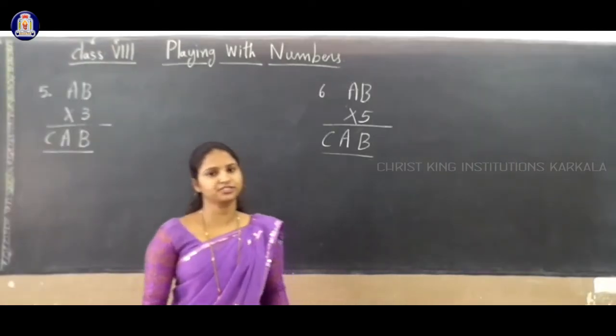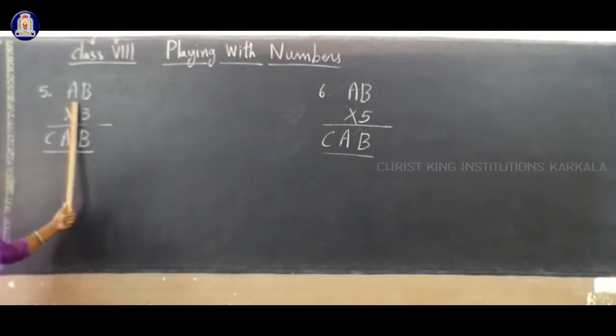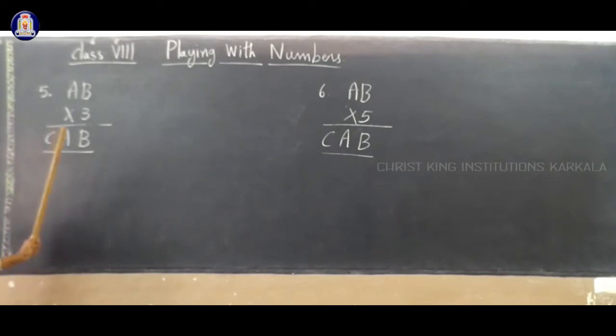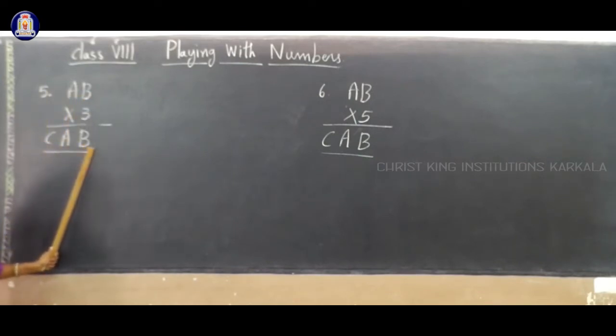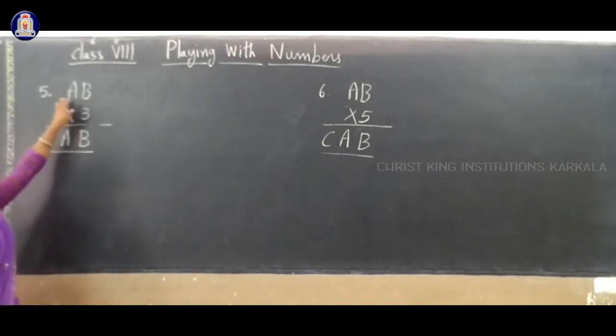Okay, so your next question is to find the value of the letters A, B and C. Clear? The symbol here is multiplication. So you have to multiply 3 into AB, and the answer you must get is CAB. So now you have to find out which values we can give to B and A.